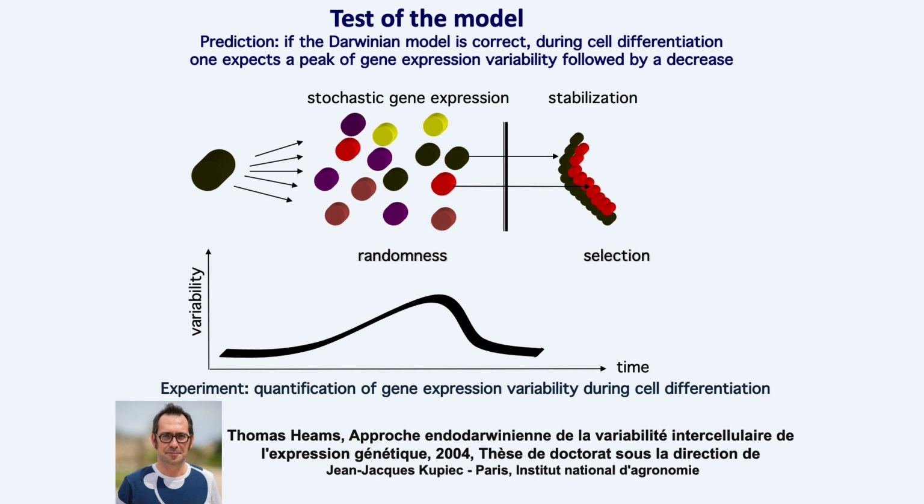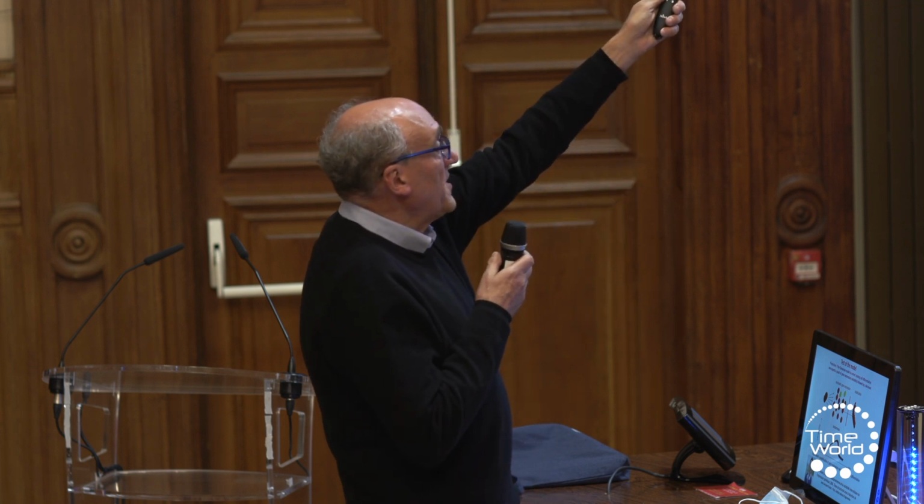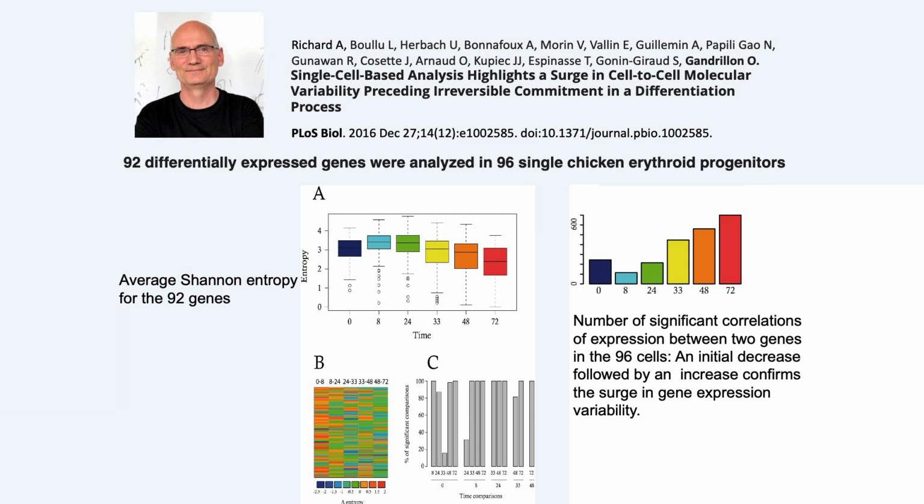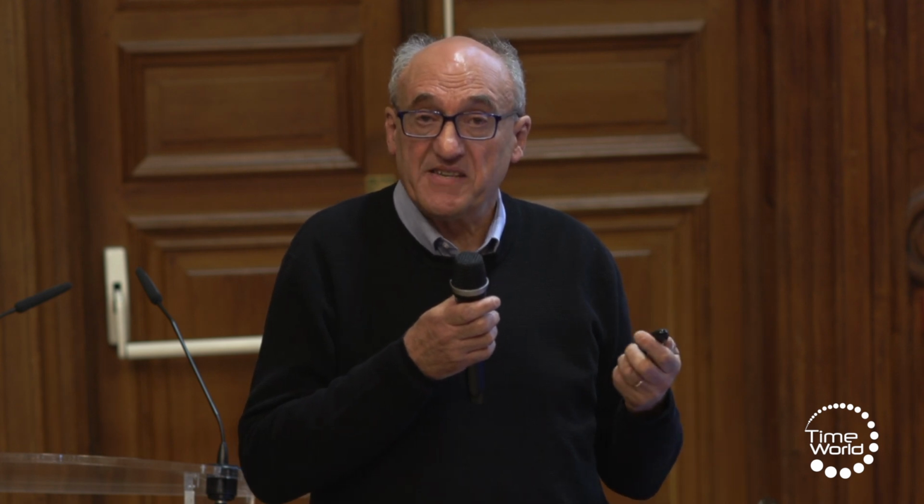So, at the bottom of the slide, if one quantifies the variability of gene expression, one expects to observe a peak of variability corresponding to the phase of stochastic gene expression, followed by a decay corresponding to the phase of selection. So the experiment was done by Olivier Gandrillon and his team, with whom I collaborated. 92 differentially expressed genes, meaning genes that either become expressed or repressed during cell differentiation, were analyzed in 96 chicken blood differentiating cells.